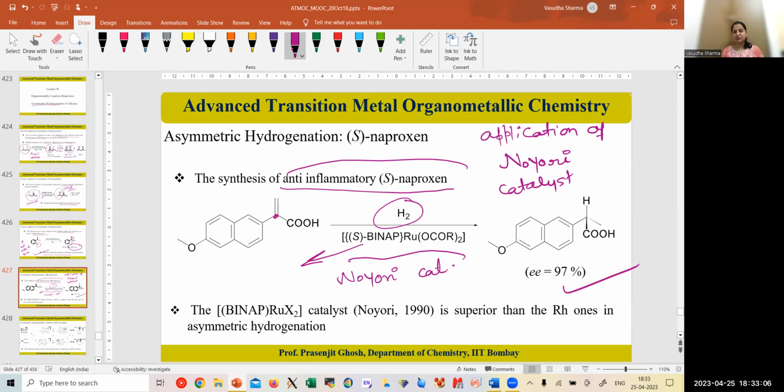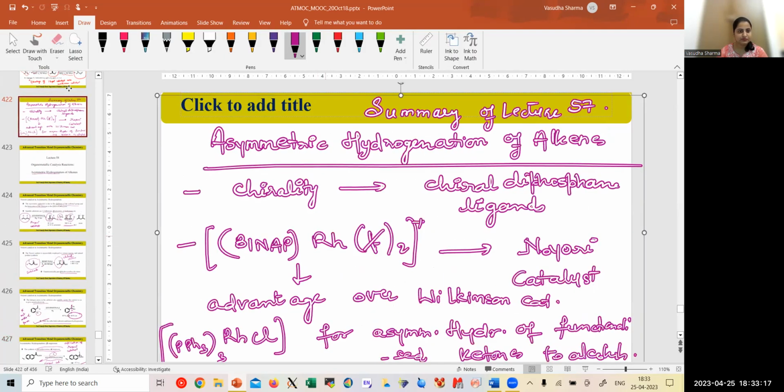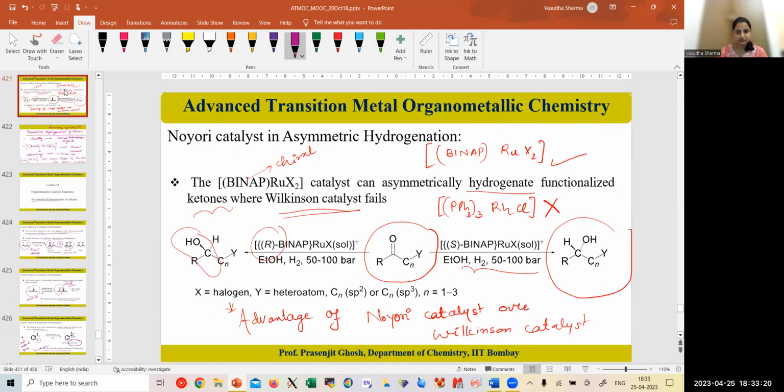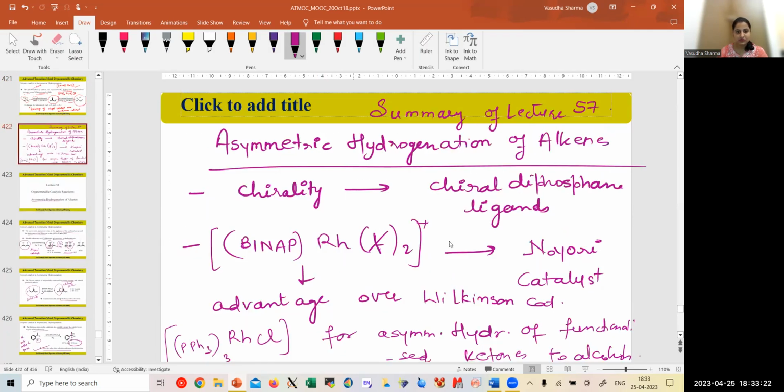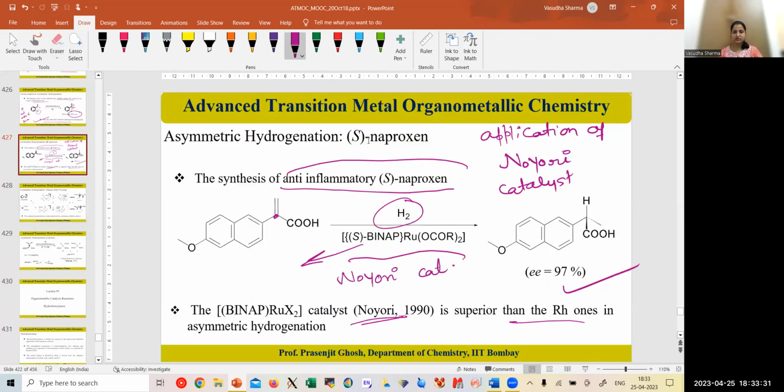Now, the BINAP Noyori catalyst, which is having the ruthenium one, is superior to the rhodium ones in asymmetric hydrogenation. Sorry for this mistake, it is ruthenium. So that is what the advantage is over here. So the Noyori catalyst is a ruthenium-based system, which is superior to the rhodium ones in asymmetric hydrogenation.